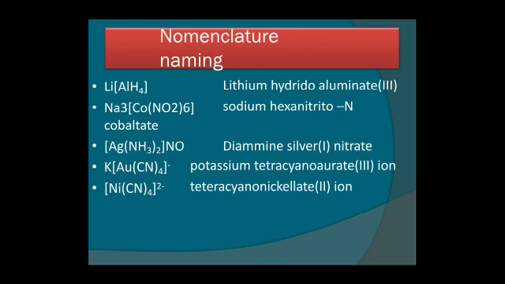Next, K4[Fe(CN)6]. How will we name it? What is the ligand? Ligand is cyanide. So the name will be potassium hexacyanoferrate(II). Next example, K3[Fe(CN)6]. Ligand is cyano, potassium hexacyanoferrate(III).